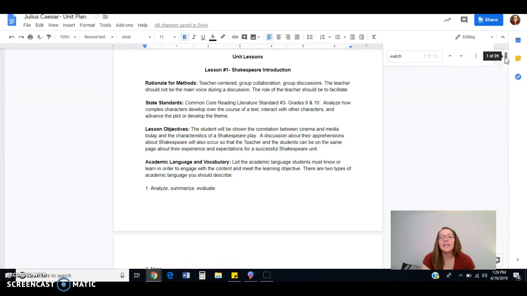At the end of every act, we will also be watching the 1953 version of Julius Caesar. And in the unit plan, I have it broken down exactly where each act ends. For the most part, it's pretty verbatim from the play, but not exactly. I just wanted to make sure that they have three different ways of experiencing the play so that they understand it. And throughout the unit, I do check for understanding.